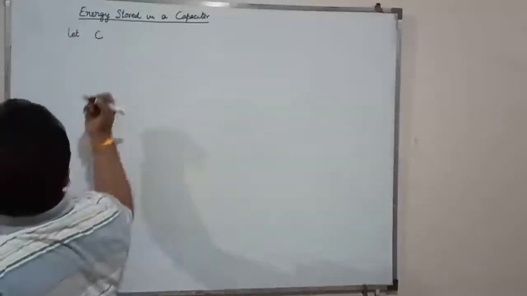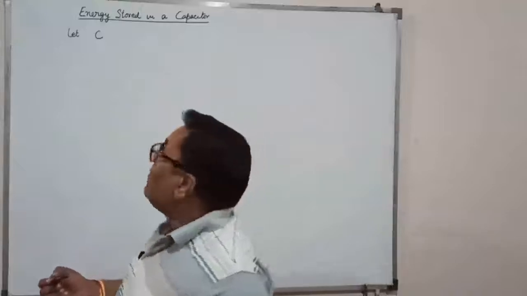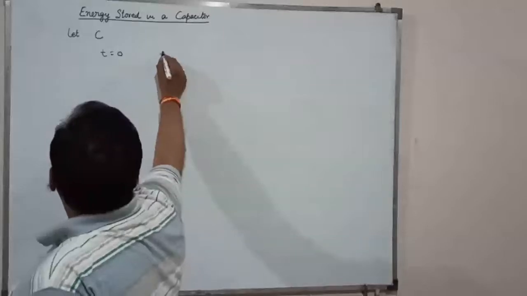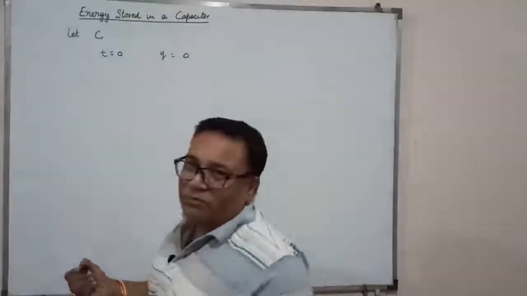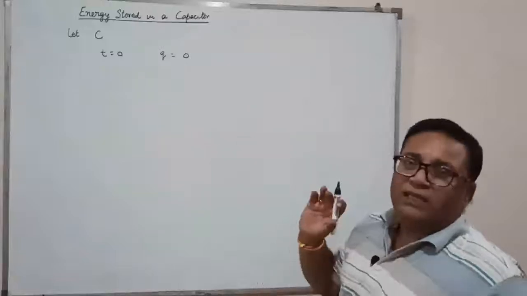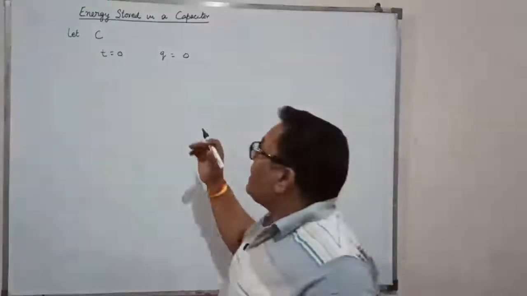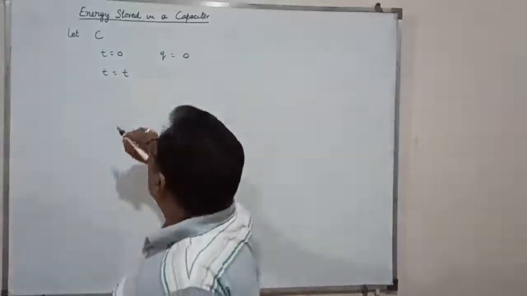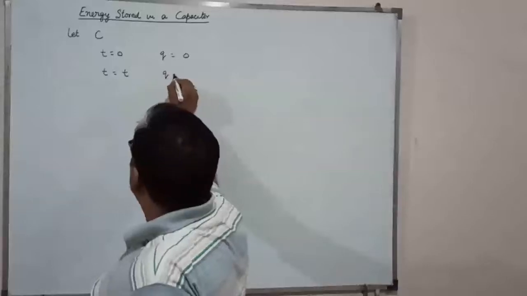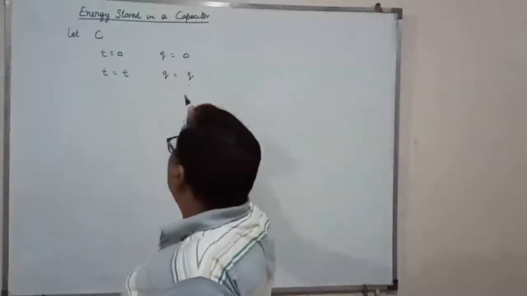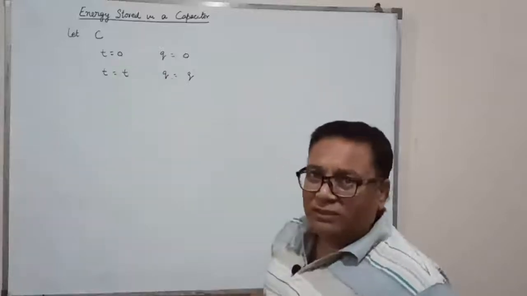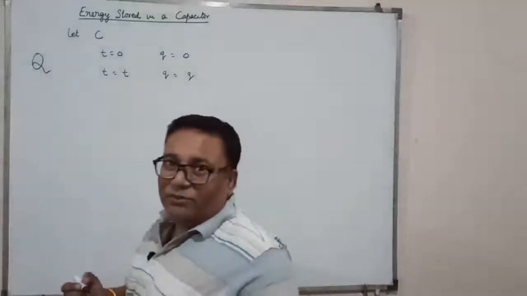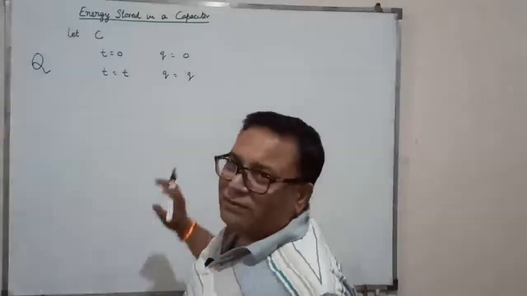There is a capacitor having capacity C, and at time t equal to 0 the charge on the capacitor is 0, which means initially the capacitor is uncharged. At time t, the charge on the capacitor is q. This is the charge at any time t. We are going to provide the capacitor charge capital Q, and at any time the charge is q.